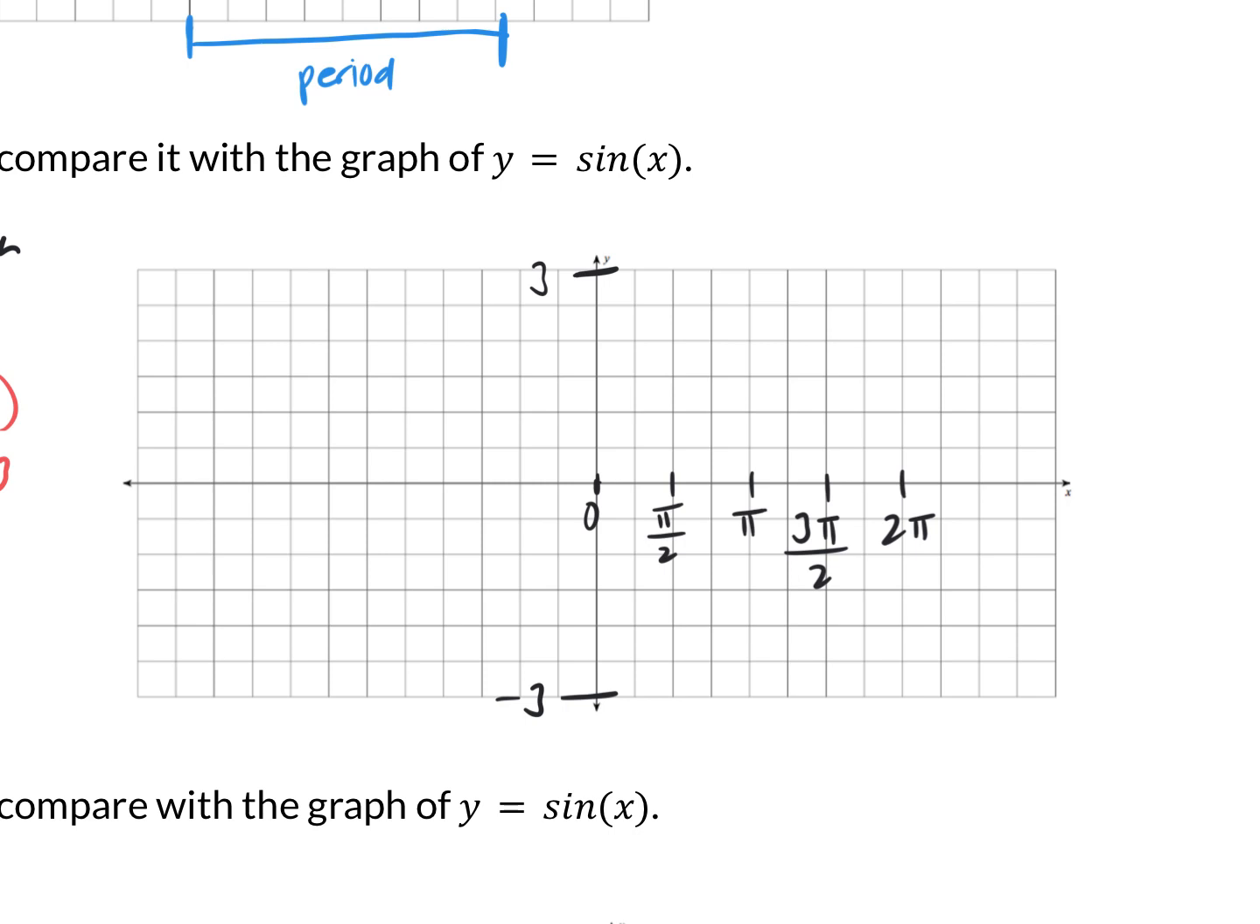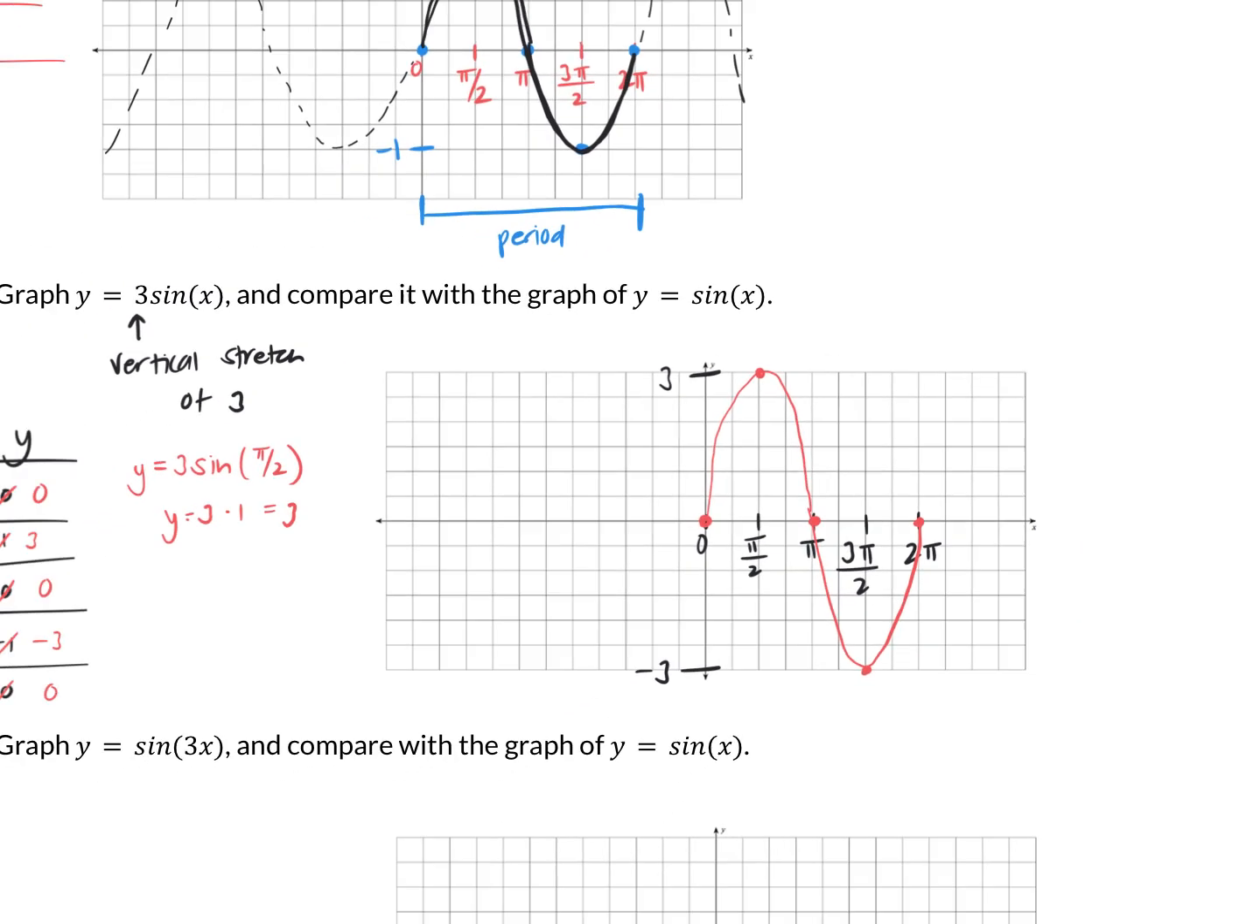And I'm just going to plot those points. 0, 0, pi over 2, 3, pi, 0, 3 pi over 2, negative 3, and then 2 pi, comma 0. And do my best to draw a little sketch here of my sine curve. Not perfect, but you get the idea what's going on.